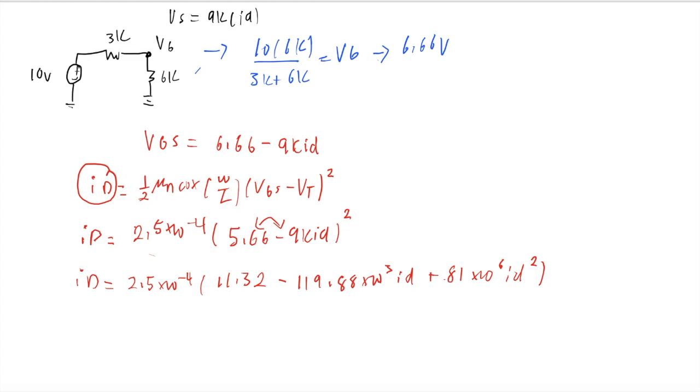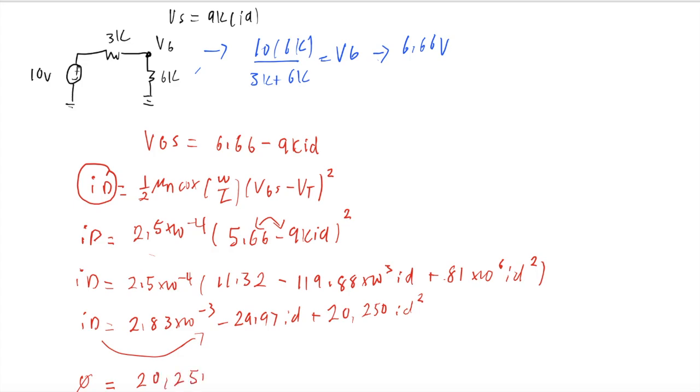So once we get to here, we can simply simplify this further. We'll end up with 2.83 times 10 to the negative 3 minus 29.97 ID plus 20,250 ID squared. And now simply we bring this ID over, we subtract it, so we have 0 equals, let's make this a little bit cleaner as well, move the highest order term to the front, minus 30, plus ID, plus 2.83 times 10 to the negative 3.